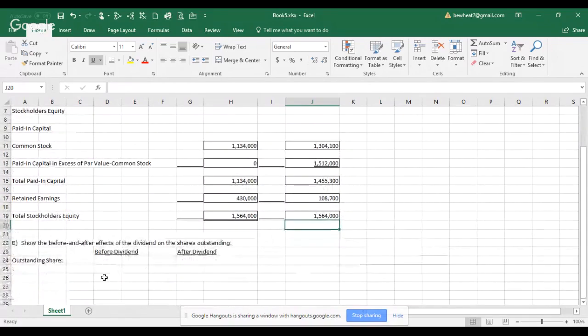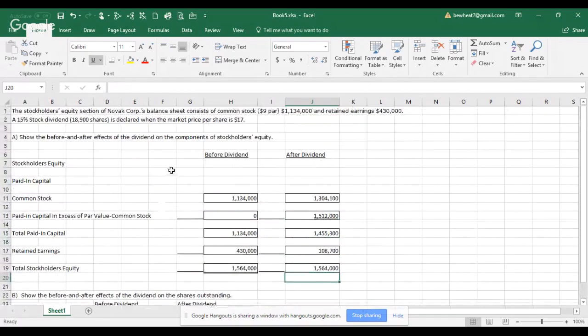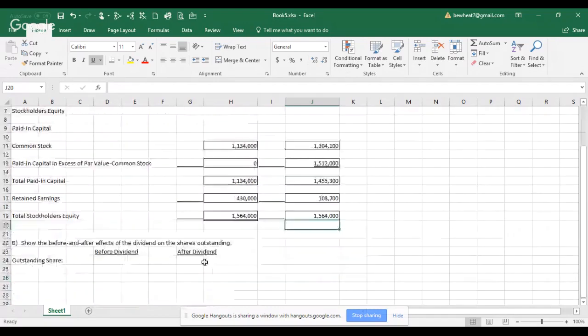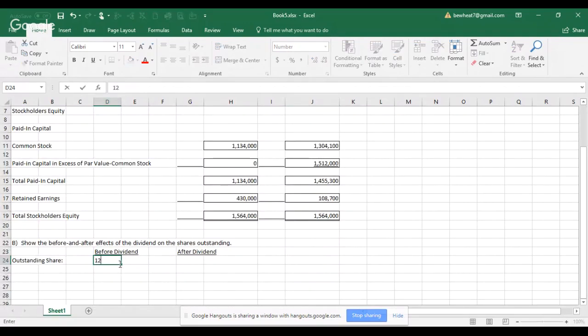The second part of this problem is to show the before and after effects of the dividend on the shares outstanding. So before the dividends, to find the shares outstanding, we can simply take the cost, the dollar amount of the common stock, and divide it by the par value of 9. So 1,134,000 divided by 9.